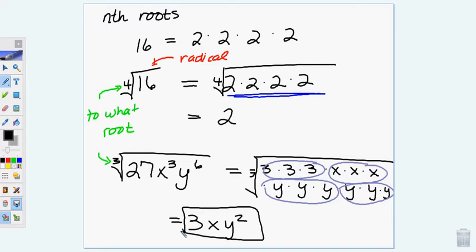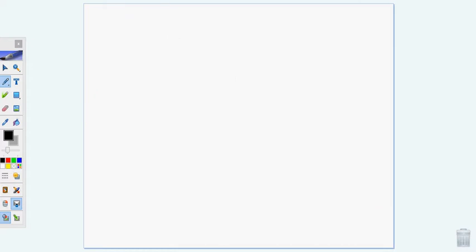So what you're looking for is taking out groups that match that root sign. Okay? The next couple of things I'm going to do, I'm going to combine a couple of things that we've done. We're going to continue to find nth roots, but I want you to be able to write them using rational exponents. So there's a couple of different types of rational exponents I want you to think about.